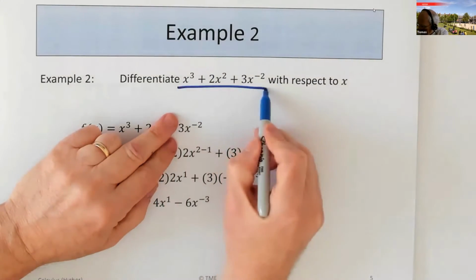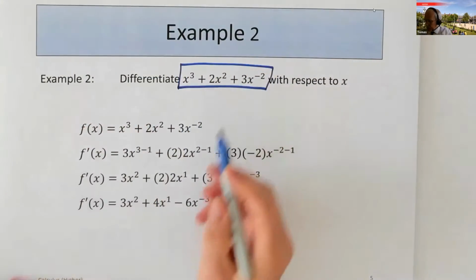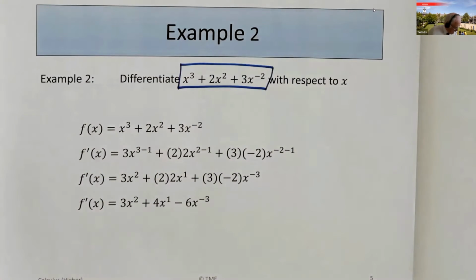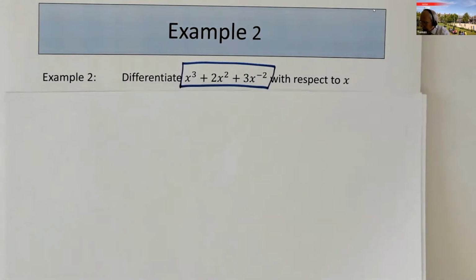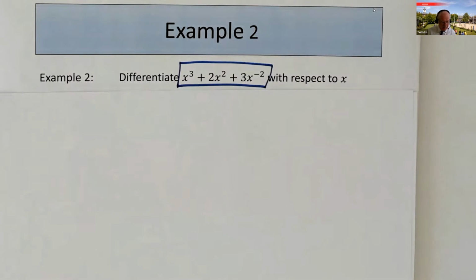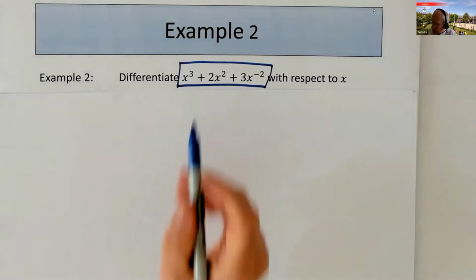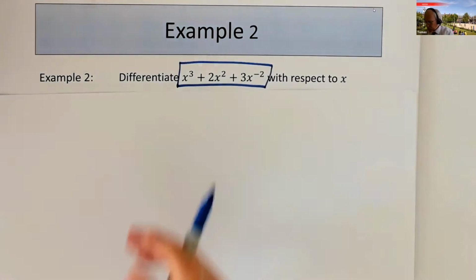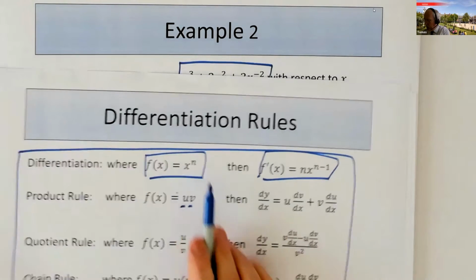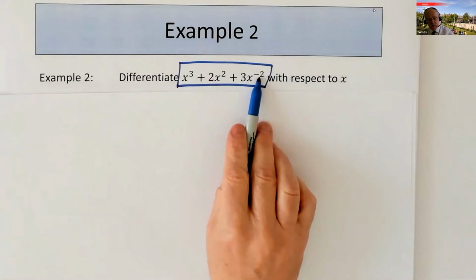Now let's differentiate this one. Slightly more complicated. We say x cubed plus 2x squared plus 3x to the minus 2. So you might give that a try. Well, again, can we use one of these tools? Yes, we can. It's the x to the power of n. They're all x to the power of something.